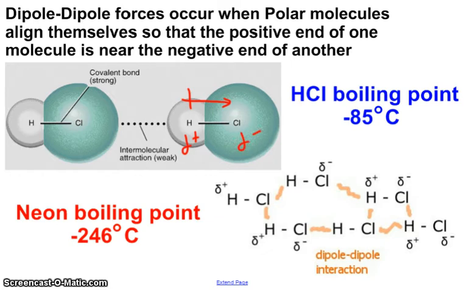So when you have a bunch of them together, then you have those interactions that you see over here as dipole-dipole interactions between the partially positive and partially negative sections of those molecules.